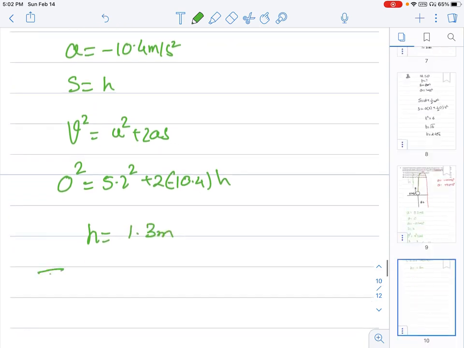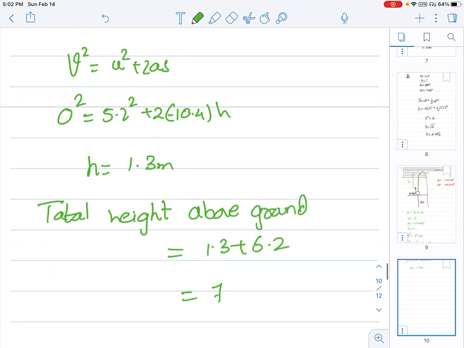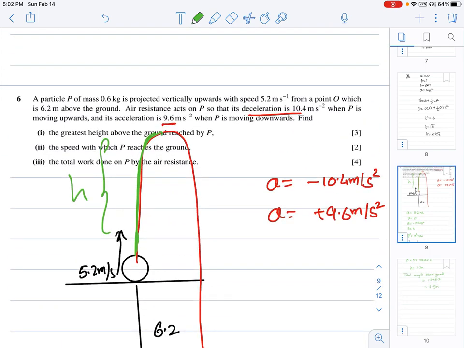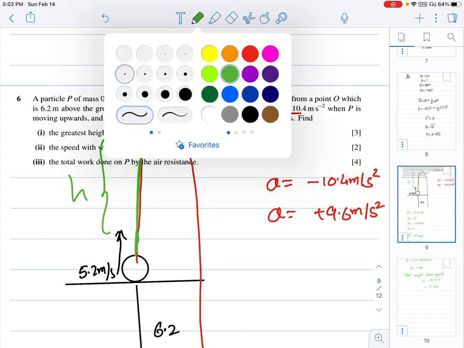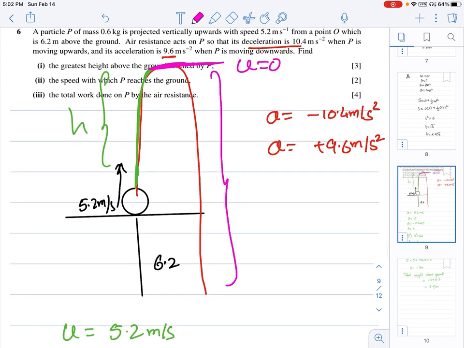But he's asking total height above the ground. Total height above ground level will be 1.3 plus 6.2, which is 7.5 meters. The speed with which P reaches the ground, the next part. So it starts from here with velocity 0. It falls all the way a height of 7.5 meters.